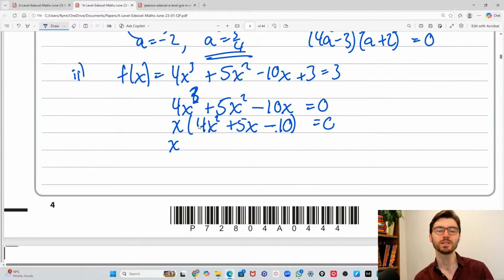Does this factorize? I wonder if I could do this by inspection. So that's minus 40.